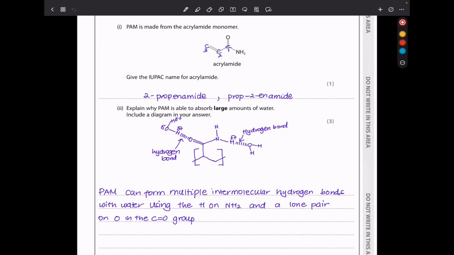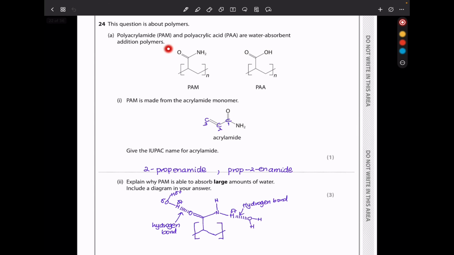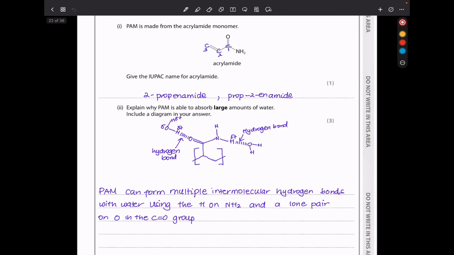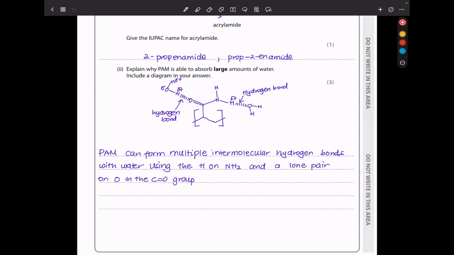Next, they say explain why PAM is able to absorb large amounts of water. They want you to include a diagram in your answer. When we look at the structure of PAM, there is a lone pair here, and there are lone pairs on oxygen. And if they interact with water, there is a chance to form intermolecular hydrogen bonds, as we can see here. So I said, PAM can form multiple intermolecular hydrogen bonds with water using the H on NH2 and a lone pair on oxygen in the carbon-oxygen group.